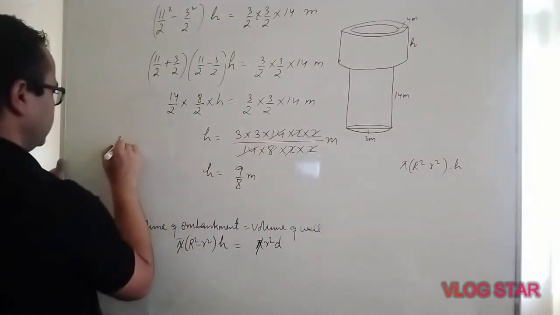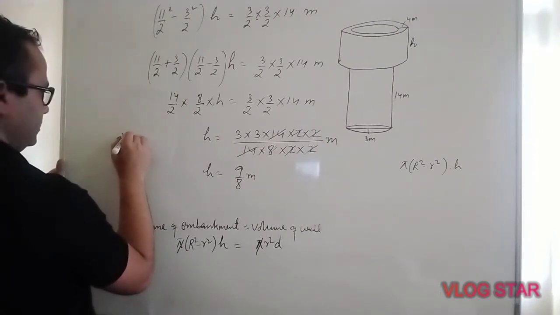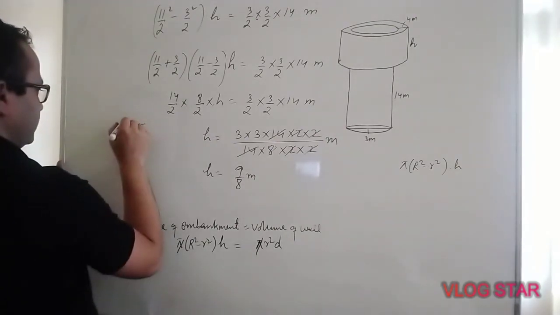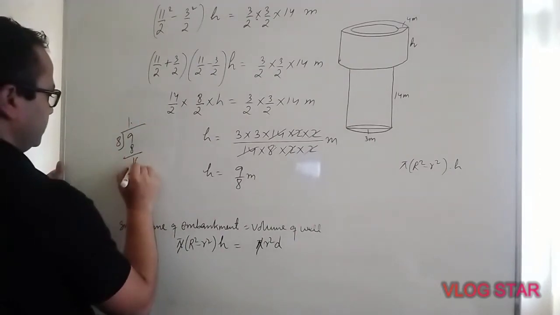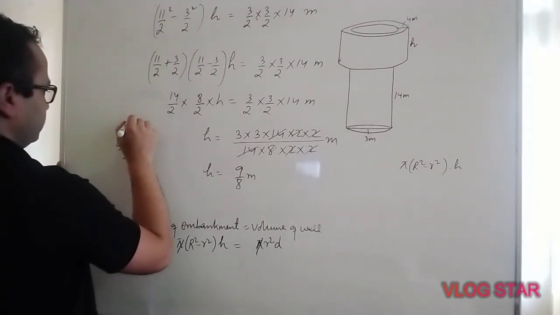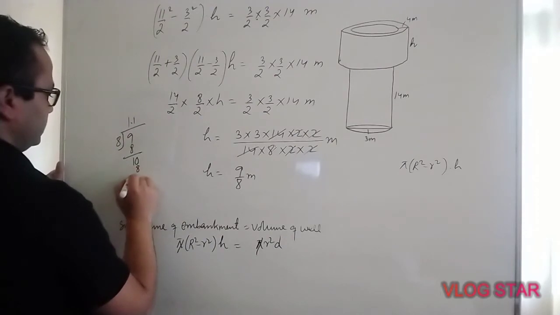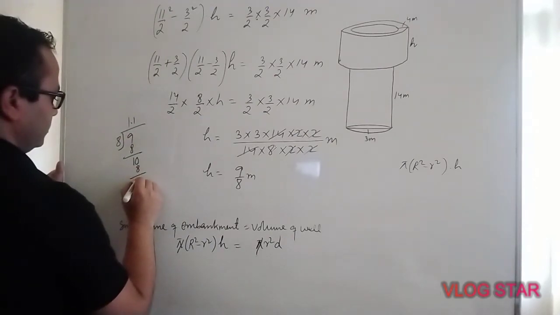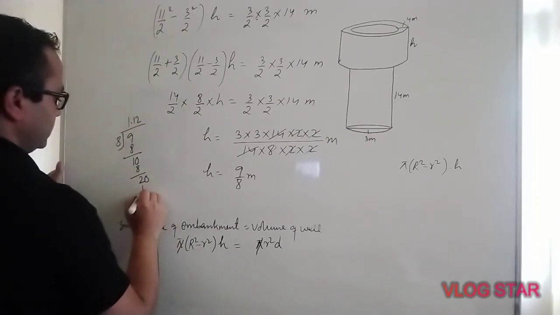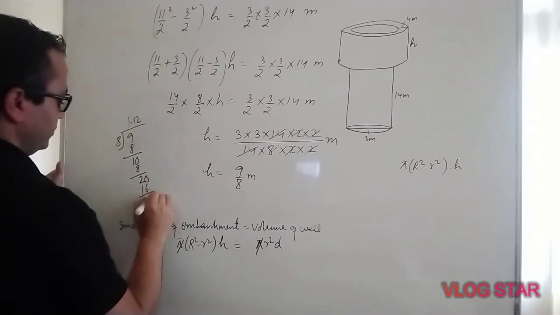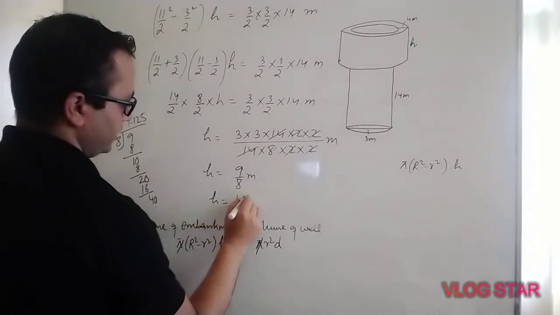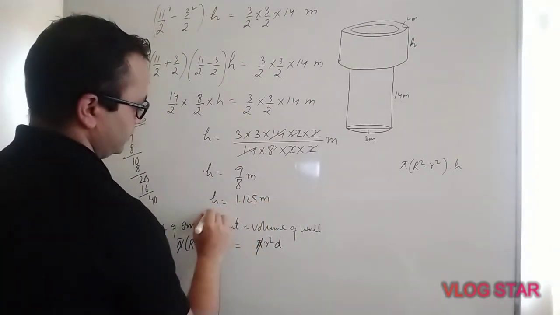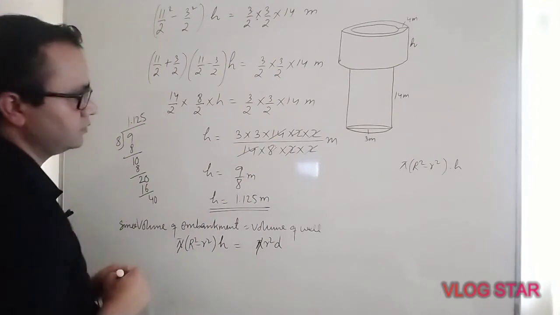Now divide 9 by 8. 8 ones are 8, 1 left, then 0. 8 ones are 8, 2 zero, 8 twos are 16, 4 zero, 8 fives are 40. So h equals 1.125 meter. Now this is the answer of question number 4.